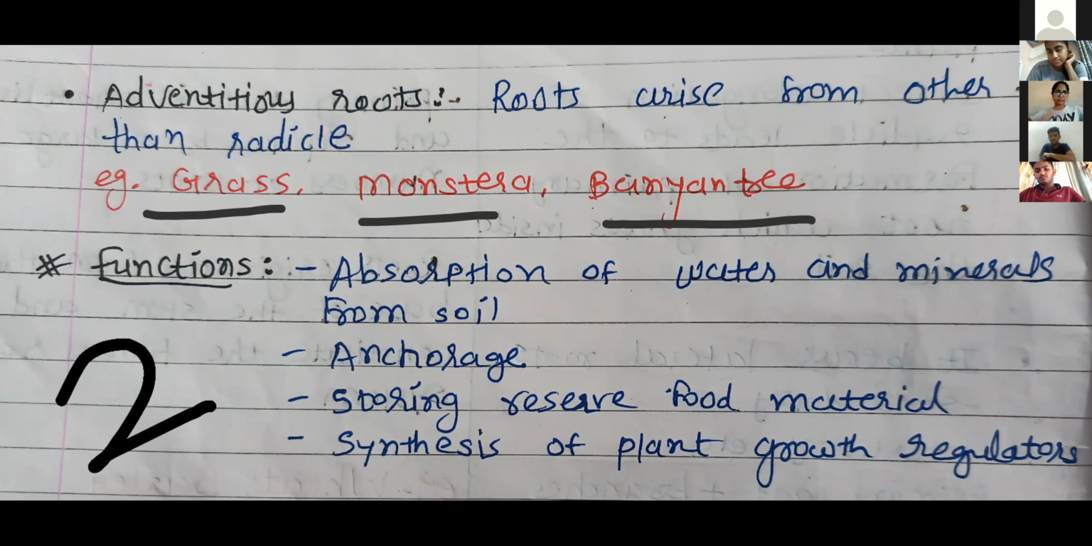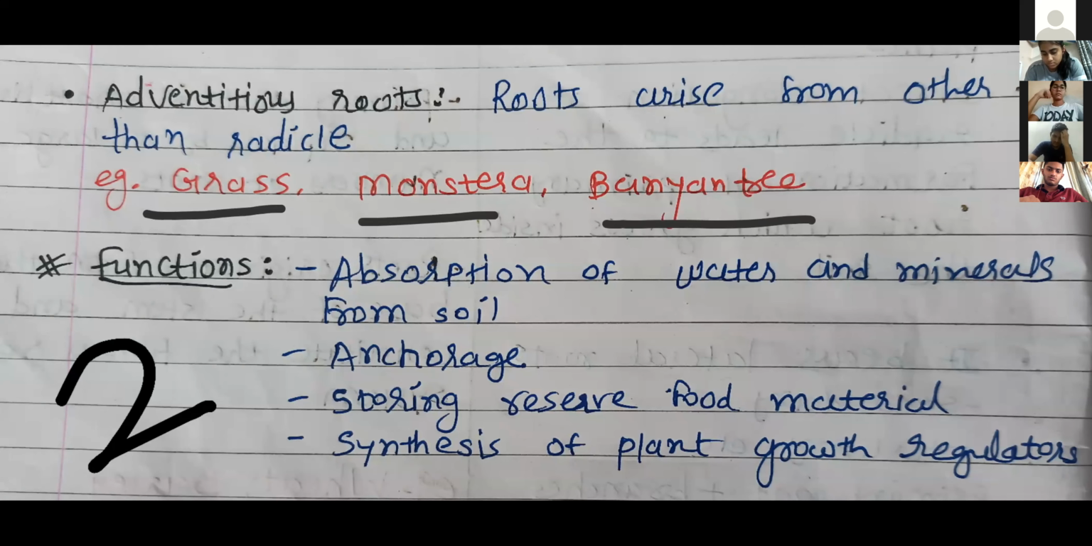Next, common functions of the root. Absorption of water and minerals from the soil. You know that roots have the ability to absorb water and minerals from the soil and give them to other parts for their growth. Then the root system is very strong, which helps in anchorage. Roots bind the soil particles, which prevents soil erosion, we know this. So it helps in attachment.